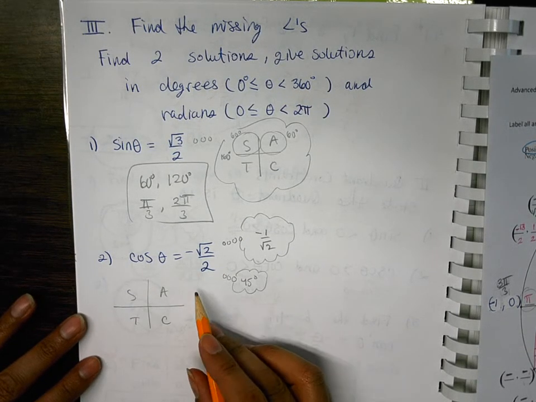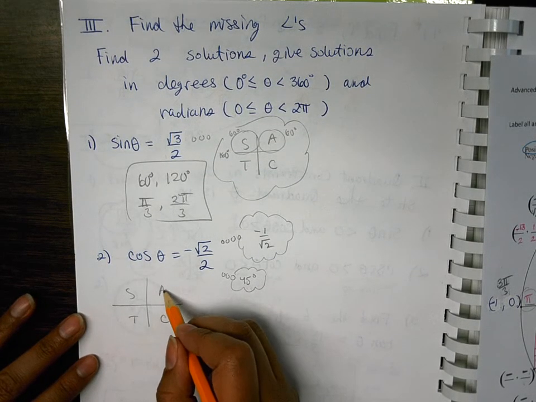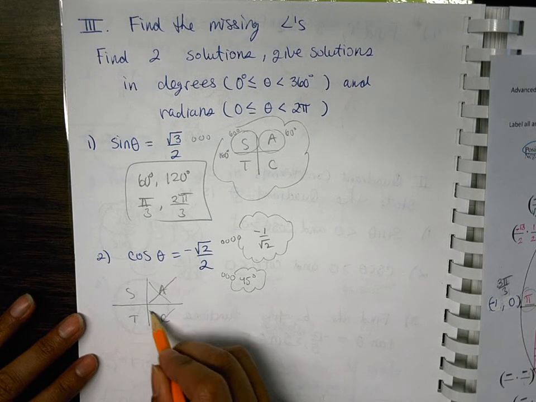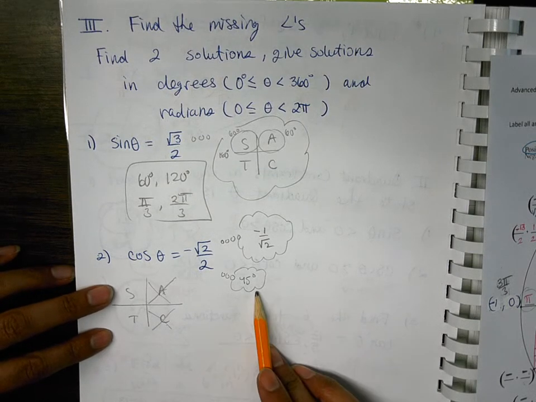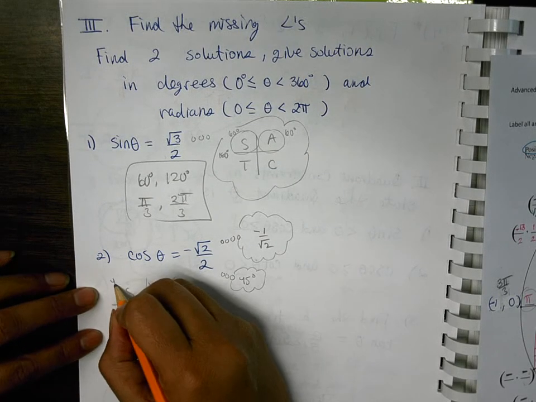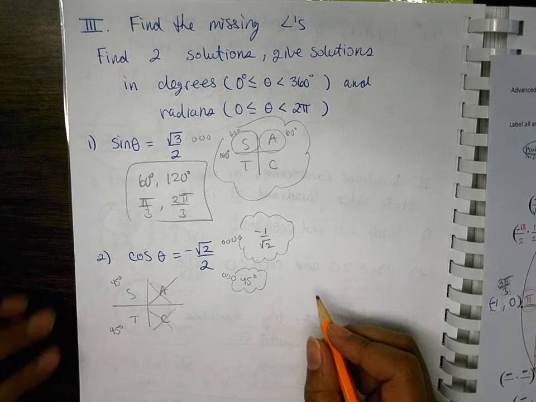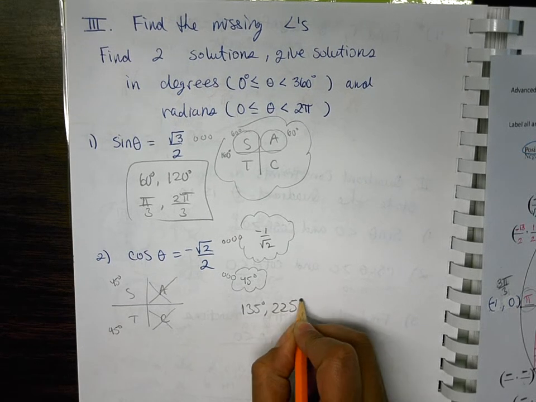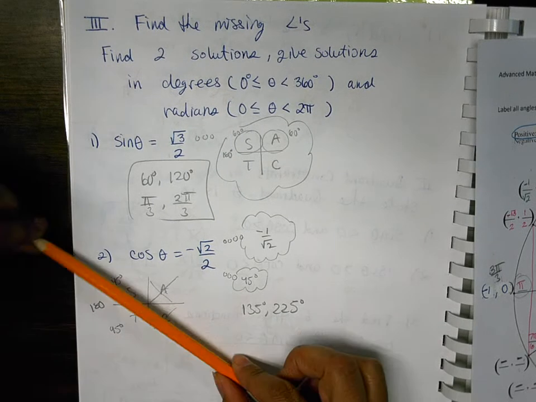Is cosine negative up here? No. Is cosine negative here? No. So are these the only two places where cosine's negative? Yeah. So 45 is not one of my answers because 45 only happens if quadrant 1 is one of my quadrants, and it's not. So what is 45 in quadrant 3? 2, sorry, and 3. And what are they? 135 and 225. You either have those memorized or you do 180 minus 45 and 180 plus 45.